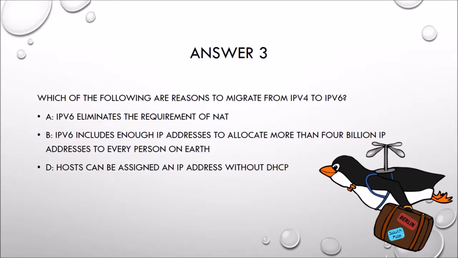IP version 6 does eliminate the requirement of NAT. With 4 billion addresses available per person, there's no need to designate internal IP addresses. As we just mentioned, B, there are enough addresses to allocate more than 4 billion IP addresses to every person on Earth. And D, with IP version 6, hosts can self-assign themselves an IP address based off their MAC address. So this completely does away with the necessity of DHCP.